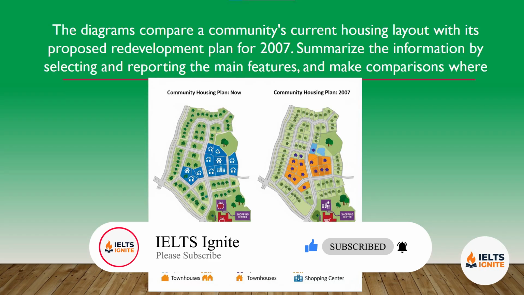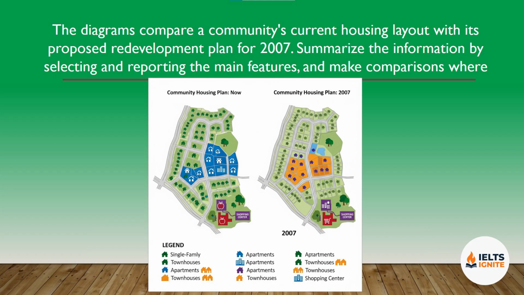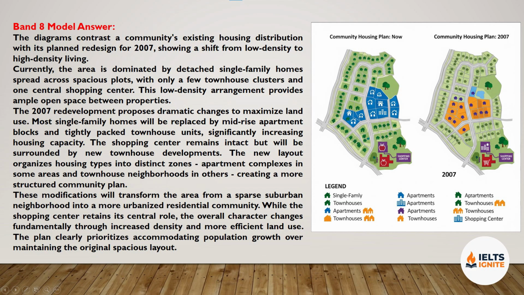Our third map prediction shows a community housing layout, comparing the current design with its redevelopment plan for 2007. I'll show you a Band 8 model answer that explains key features, comparisons, and trends. Question is: the diagrams compare a community's current housing layout with its proposed redevelopment plan for 2007. Summarize the information by selecting and reporting the main features, and make comparisons where relevant. Band 8 model answer, 150 words.